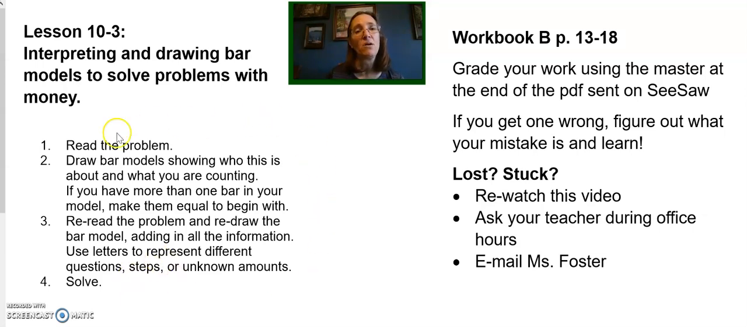I have printed on that PDF the steps that we take when we're drawing bar models. We read the problem, we draw bar models showing who it's about and what we're counting, and if we have more than one, we start them at the same place and we make them equal. And then we reread and redraw the problem, putting all the information in there. Don't forget to practice some algebra and use your letters for different amounts. And then you solve.